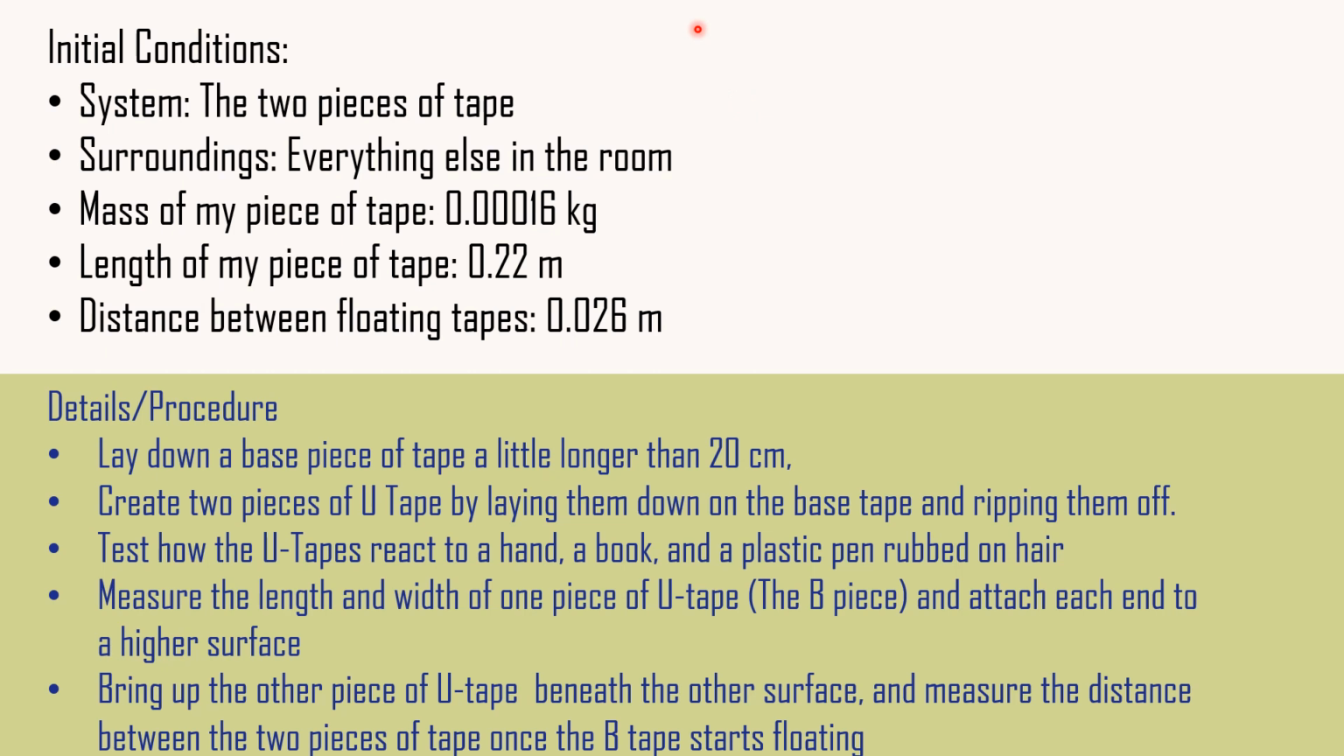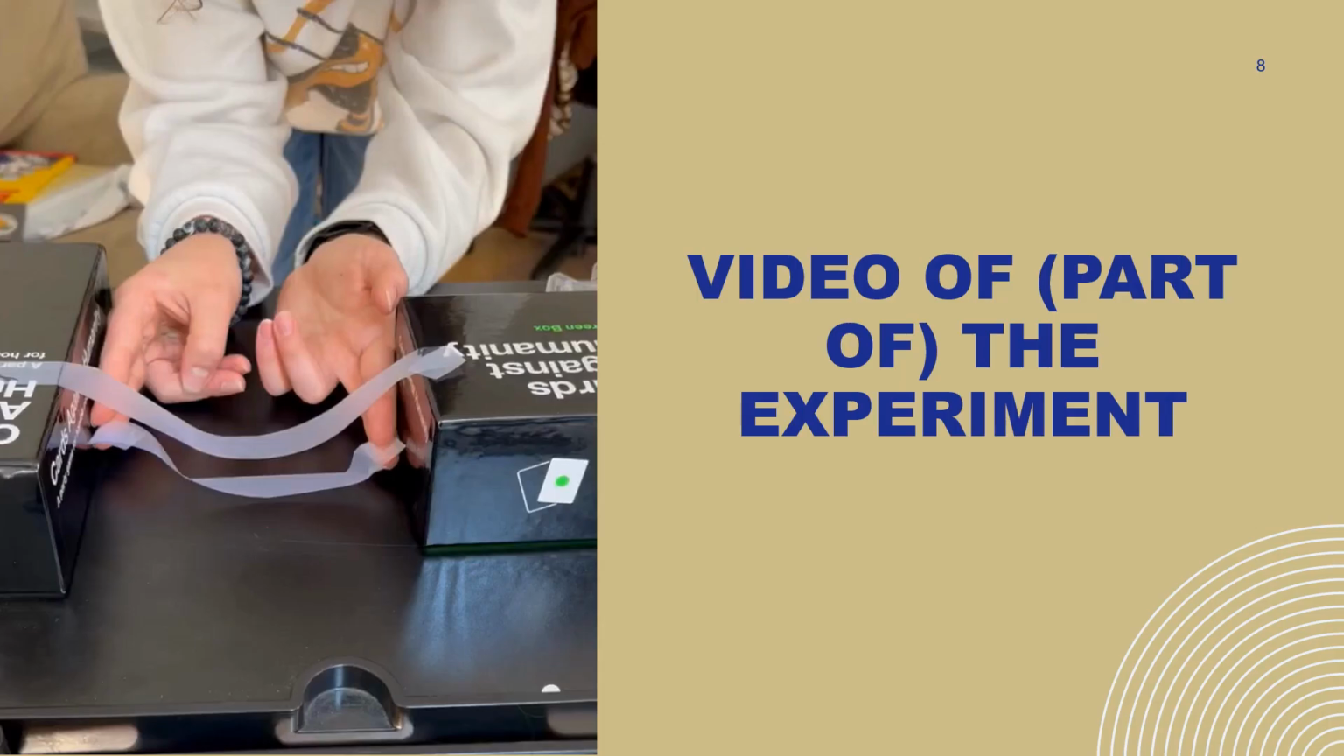For initial conditions, the system is two pieces of tape, and the surroundings are everything else in the room. The mass of the piece of tape, which I looked up based on the length of the tape and the type of tape I used, is 0.0016 kilograms. This is the measured length and the measured distance between floating tapes. The procedure will be explained in the following slide.